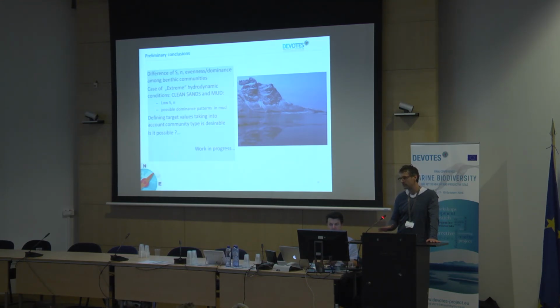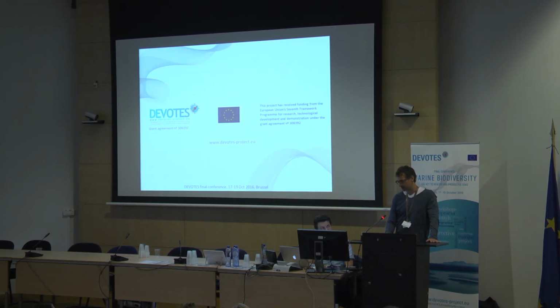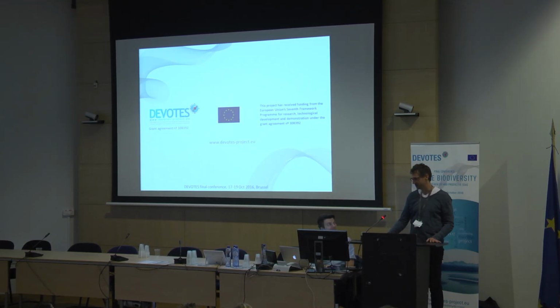So those are only preliminary results, but it shows that there are differences of number of species, abundance, evenness, dominance among the main benthic communities. Defining target values, taking into account community type is, I think, desirable. Is it possible? Well, that's a work in progress, so we'll see. Thanks for your attention.